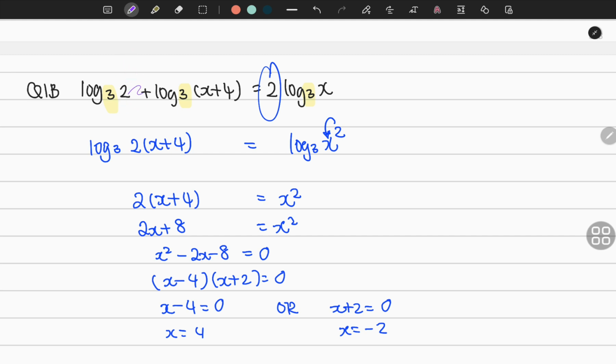I see that 3 is more than 0, 2 is also more than 0. For x plus 4, if this is more than 0, it means that x is more than negative 4. And over here, I have x to be more than 0. So if I combine all these inequalities together, I see that my range is basically just x has to be more than 0. So therefore, I'm going to reject x equal to negative 2 because x is more than 0.